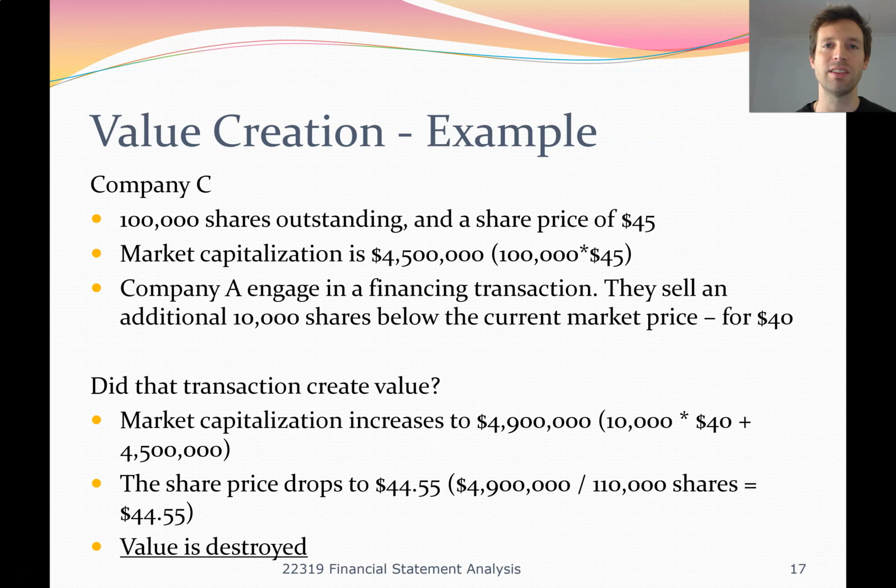What happens? The market capitalization increases by $400,000, the extra 10,000 shares times $40 each. The share price would then drop to $44.55. Our total market capitalization divided by the total number of shares would give us $44.55. That means the share price would have dropped from $45 down to $44.55. The share price has gone down. That indicates destruction of value. And this is called a dilution of shares. Okay, so sometimes value can be destroyed with our financing activities, but it's very difficult to create value.